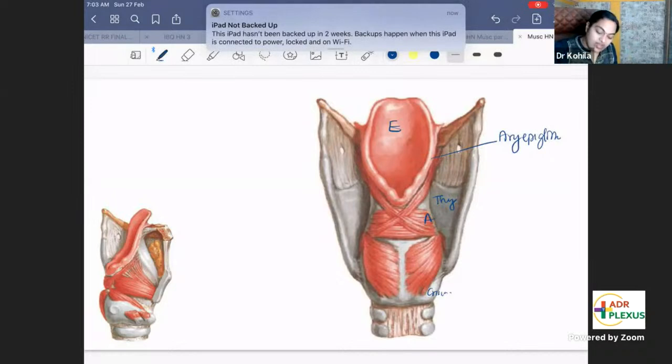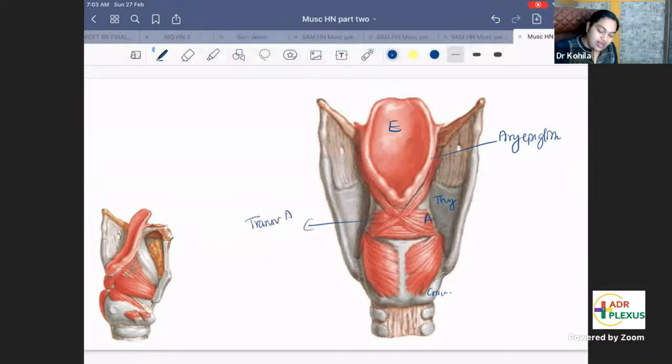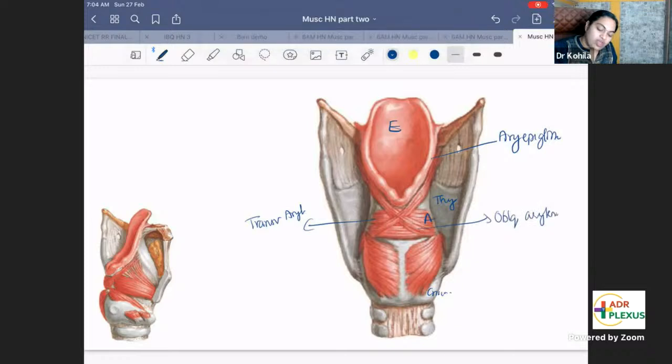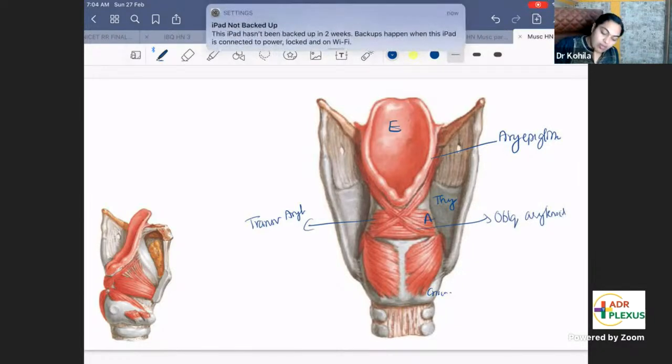Okay, this one you can easily identify as transverse arytenoid. What will it do when it contracts? It will try to pull the arytenoids together, right? It will adduct your vocal cords. Yeah, transverse arytenoid. This is your oblique arytenoid. This will also try to approximate the arytenoids, adducting the vocal cords. Yes, you can appreciate the oblique arytenoid continuing with the Ari epiglotticus muscle.